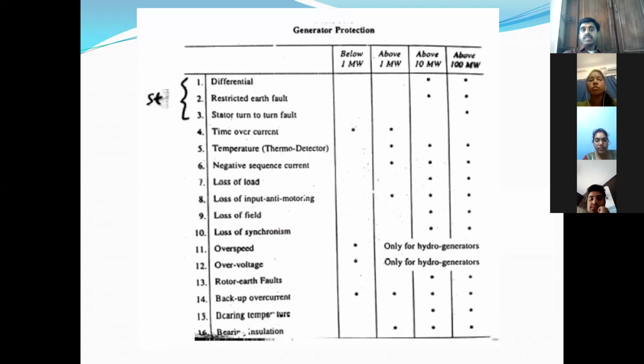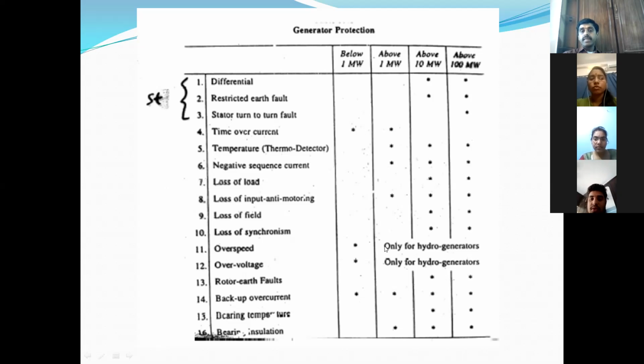So this is the table which indicates what are the various types of protection schemes available and what are the ratings of the generators. Below 1 megawatt, there is time overcurrent protection, over speed, over voltage, and backup overcurrent protection. If it is above 1 megawatt, time overcurrent, temperature, negative sequence current, loss of excitation, anti-motoring, and other protections you can see here. Above 10 megawatt, you can see more protection schemes, and above 100 megawatt, almost all protection schemes are there.